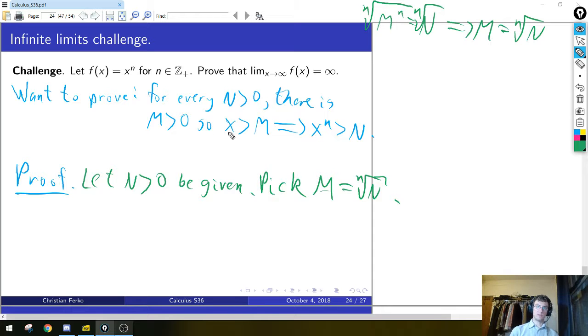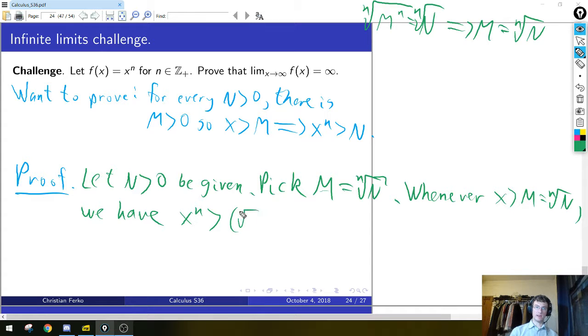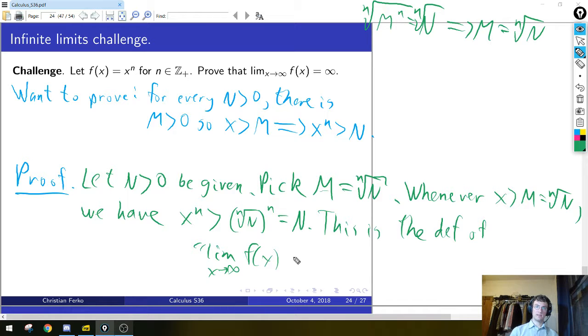Now I have to convince the reader that this is true. So whenever x is greater than m, which is here the nth root of n, we have, by raising both sides to the nth power, which preserves inequalities, x to the n is greater than the nth root of n to the nth power, which is n. But this is the definition of the limit as x goes to infinity, f of x equals infinity, which is what we wanted to show.